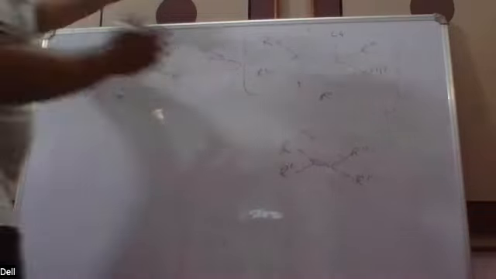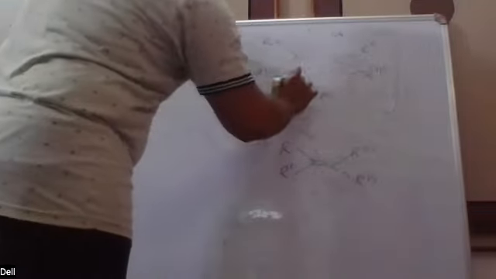And the most important point of the E2 elimination is that there needs to be anti-periplanar geometry between this hydrogen and the leaving group, because this reaction is happening in a single step. So for the transition state to form, there needs to be anti-periplanar geometry. And why is this anti-periplanar geometry important?